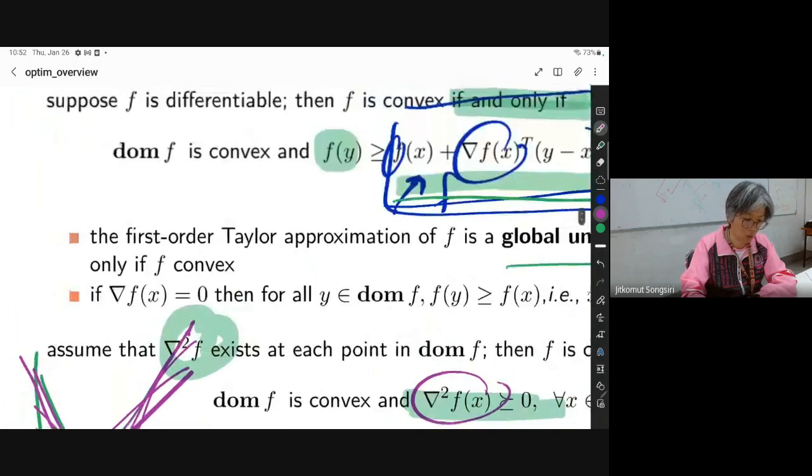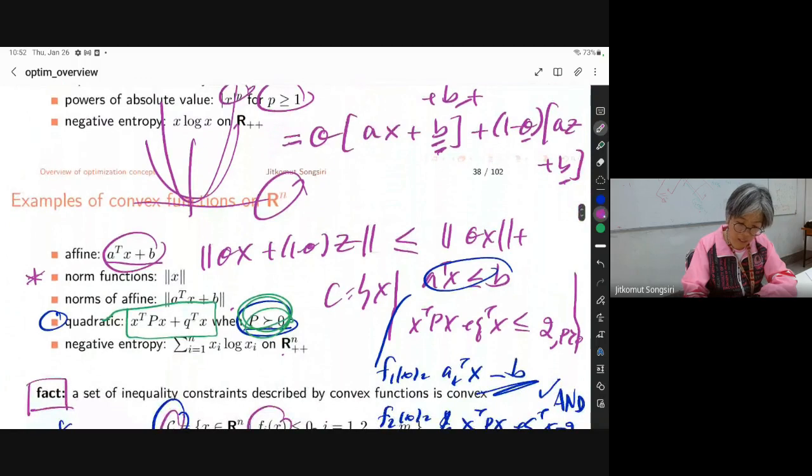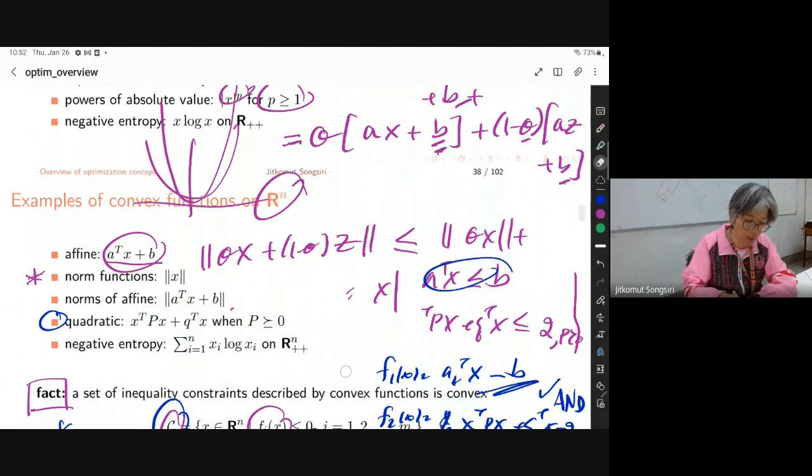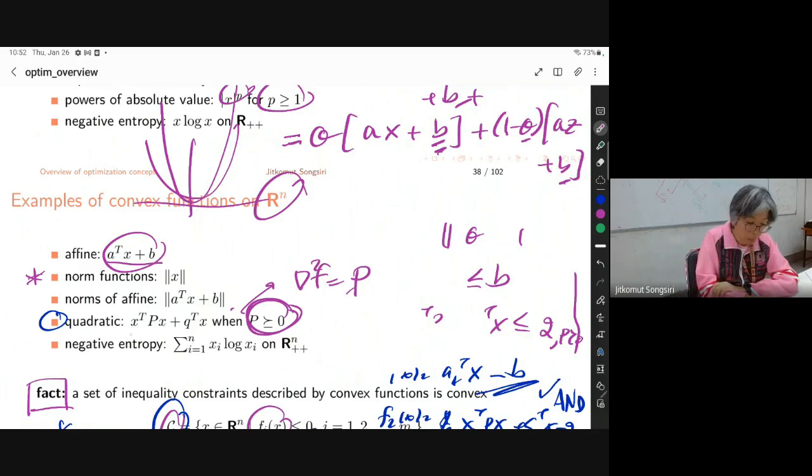Go back. So from that, this is an explanation of why a quadratic function is convex, because if we use the second order condition, the Hessian is P. So that's why the condition is here. A quadratic function is convex if and only if the matrix P here is positive semi-definite.